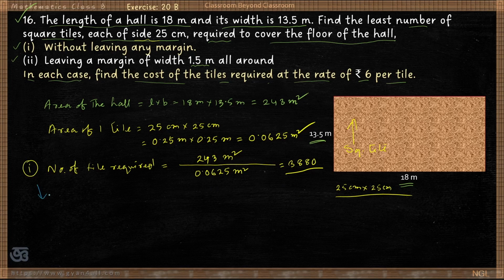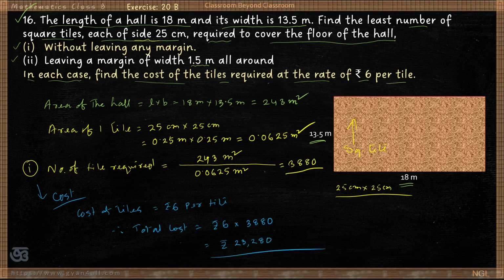Now we can find the cost of tiling. So for that, cost of tiles is equal to rupees 6 per tile. Therefore, total cost is equal to rupees 6 multiplied by number of tiles, 3880. So total cost is equal to rupees 23,280 without leaving any margin.